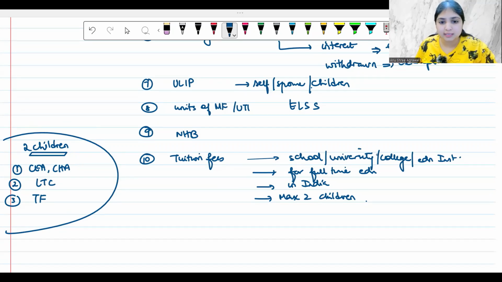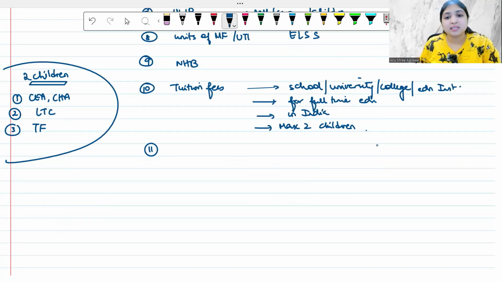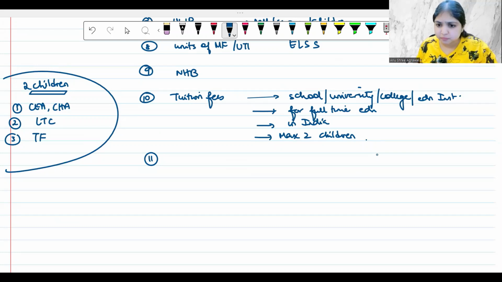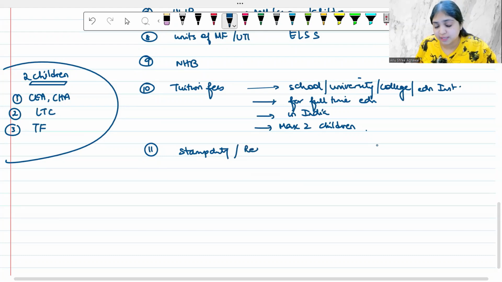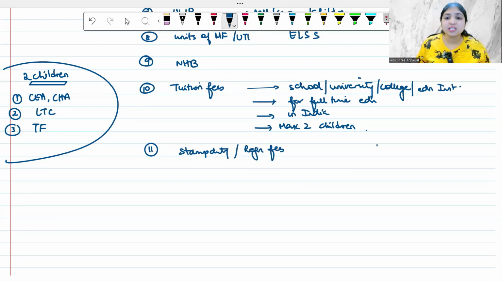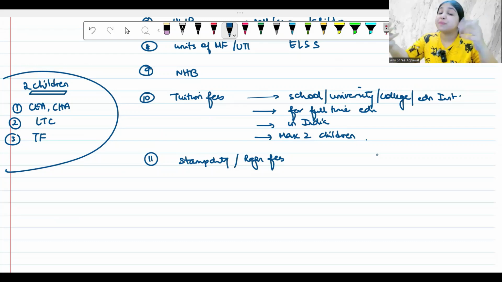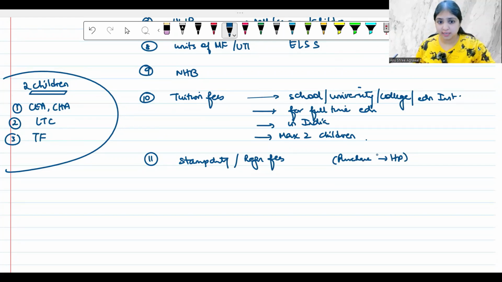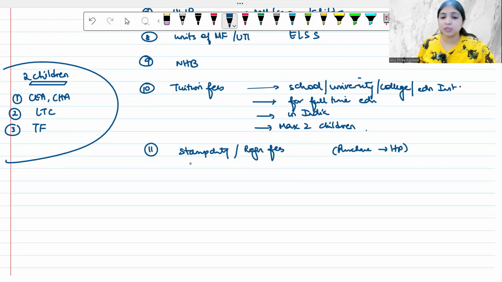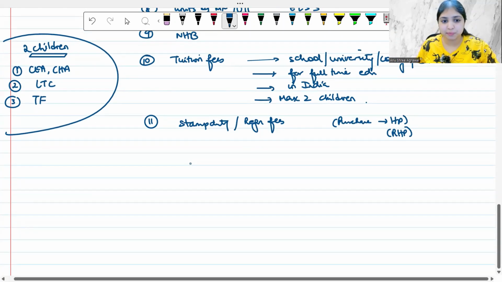Coming back to our discussion now, point number 11, if the assessee has paid any stamp duty or any registration fees at the time of purchase of the house property, even that is allowed under section 80C. All right, at the time of purchase of a house property, if the assessee pays any stamp duty or registration fees, that is also allowed under section 80C. It has to be a residential house property, however.